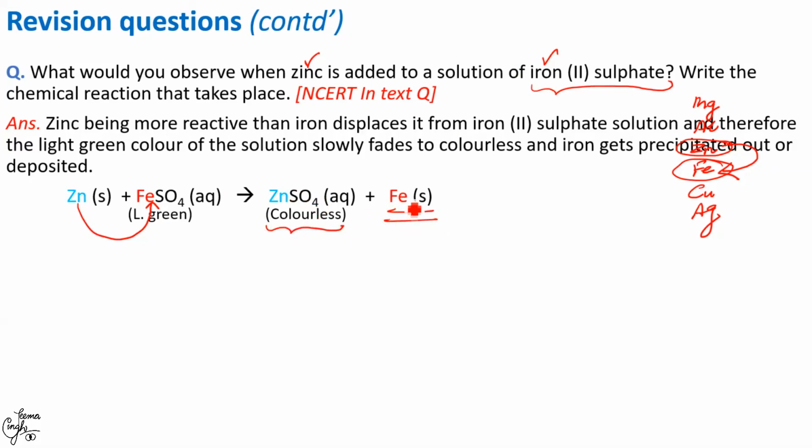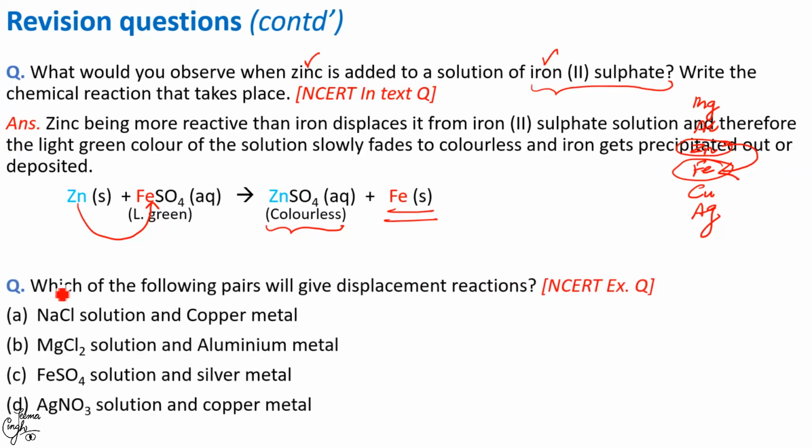Coming to the next question, which of the following pairs will give displacement reaction? Again, my dear students, you need to know the reactivity series to solve this question. Let us again see if the mnemonic Maxine Feka helps us in solving this too. The first part is NaCl solution and copper metal. Now, sodium has not been part of this mnemonic, but we all know sodium is a very reactive metal as compared to copper. So copper cannot displace sodium from sodium chloride solution. This displacement reaction will not take place.